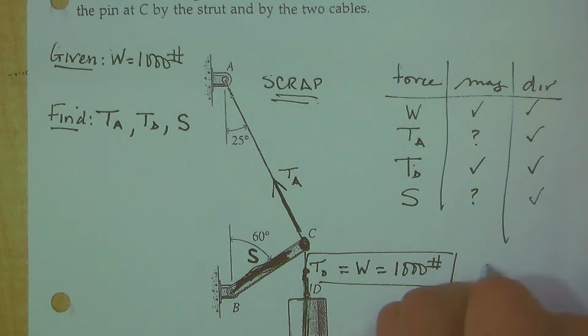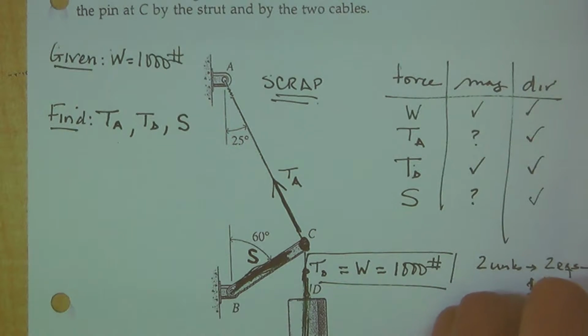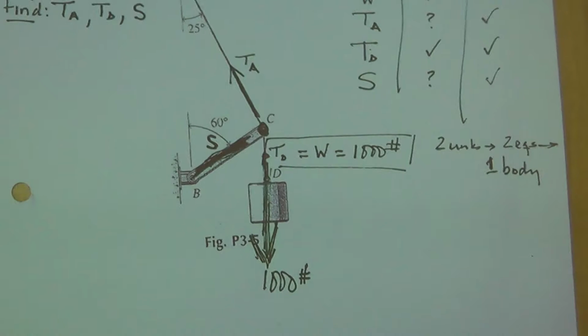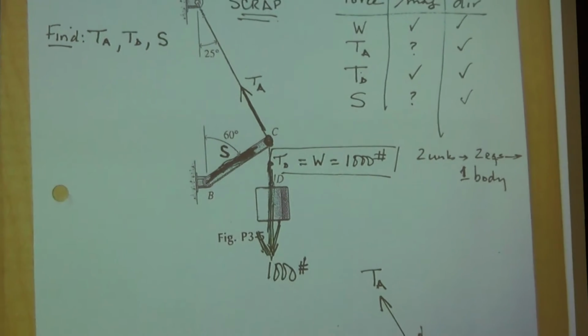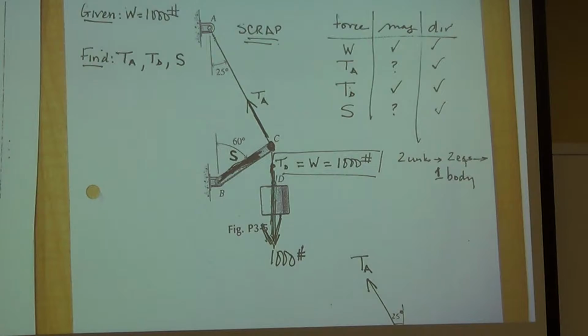Lucas, how many unknowns do we have? Two unknowns. How many equations do we need? Two equations. How many bodies? One body. What body do you want to analyze? The pin at C. Why did you pick that point? Because all the forces converge. So we draw TA going up. We have a 25-degree angle. And we have the weight going down, which is 1,000 pounds.